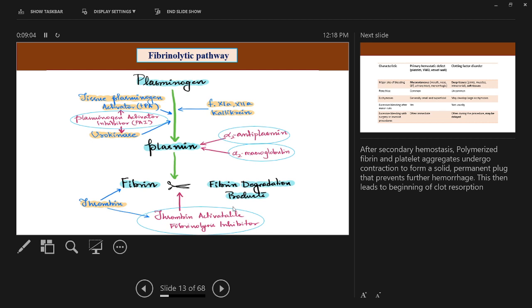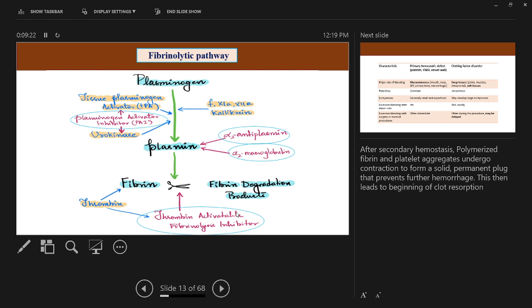So there is a fibrinolytic pathway where the fibrin which is formed is broken down. Plasminogen is converted to plasmin in the presence of tissue plasminogen activator and urokinase, and factor 11, 12 and kallikrein also facilitate this process. Plasmin then degrades the fibrin into fibrin degradation products.